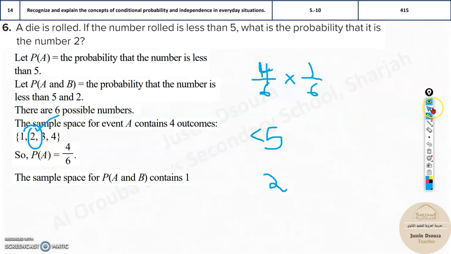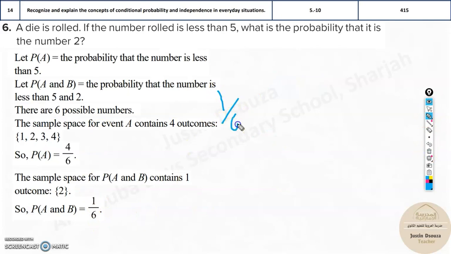It can be only 2. That's it. 2 is not repeated, so it's only 1. Okay, the outcome is only possible 2, so it's 1 divided by 6. Total possibilities in a die is 6. Now all you need to do is divide 1 by 6 and 4 by 6.